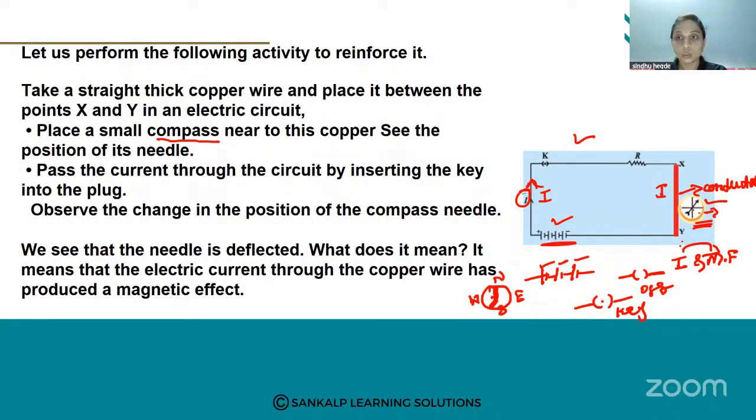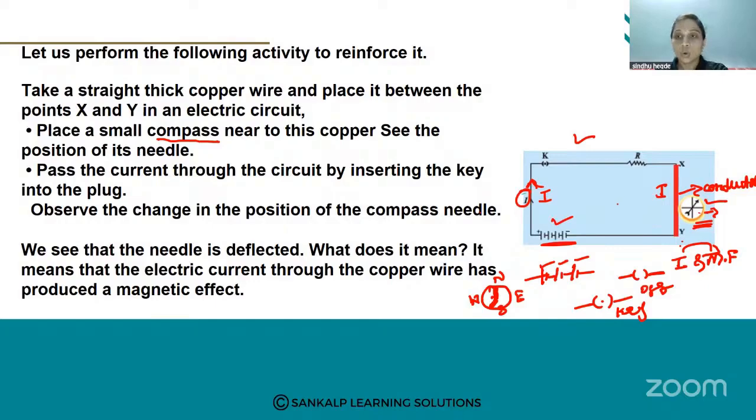Then he concluded that when the current flows through the circuit, some magnetic effect is generated. That is the conclusion. So, he invented how the magnetic effect is generated when the current flows through the circuit. So, this is about the history of the generation, or invention, of the magnetic effect.